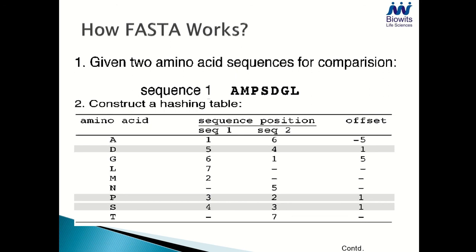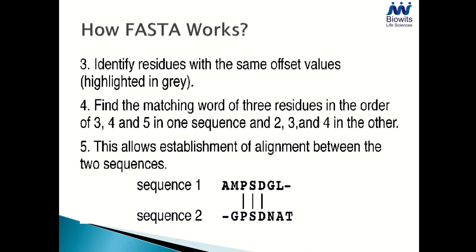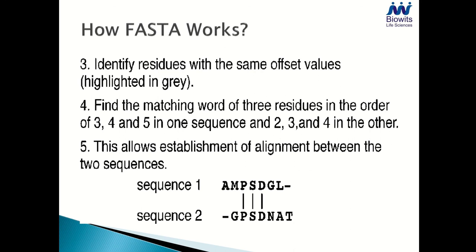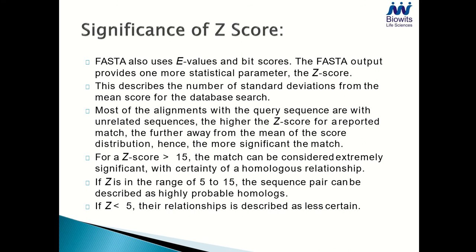Ayan. So, we can see here, no, that FASTA works. Okay? And then, identify residues with the same offset values highlighted in the gray. Ayan. Tignan natin yung offset. 1, 1, 1. Find the matching word of 3 residues in order of 3, 4, and 5 in one sequence and 2, 3, and 4 in other. This allows establishment of alignment between the two sequences. Ayan na. So, na-establish na yung alignment. No? So, this is how FASTA works.